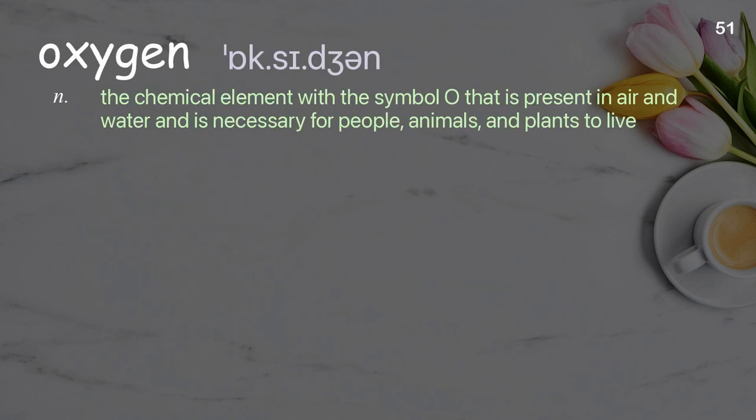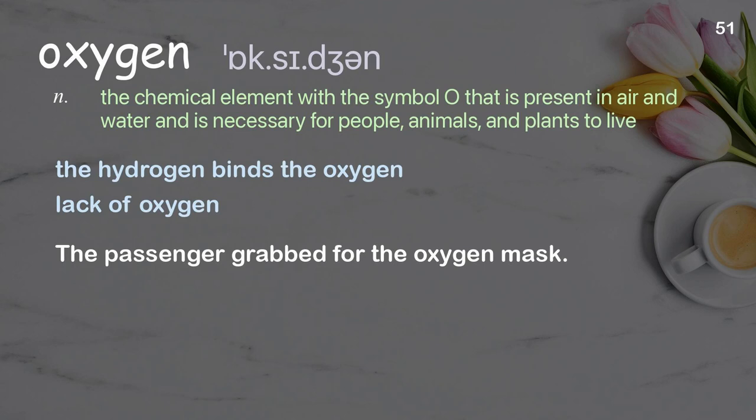Oxygen: the chemical element with the symbol O that is present in air and water and is necessary for people, animals, and plants to live. Examples: the hydrogen binds the oxygen. Lack of oxygen. The passenger grabbed for the oxygen mask.